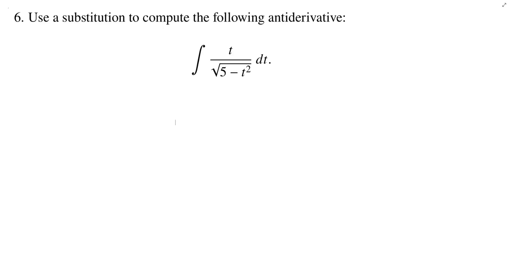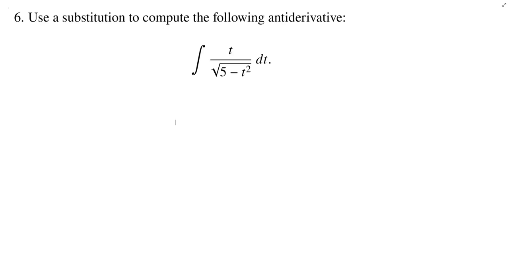All right, on to our solution to problem 6 from Superquiz 1. So here we're given an antiderivative and told to use a substitution to find that antiderivative. So remember the general goal we have when using substitution is to find a function in the integrand and its derivative, or at least something which is its derivative up to a constant.